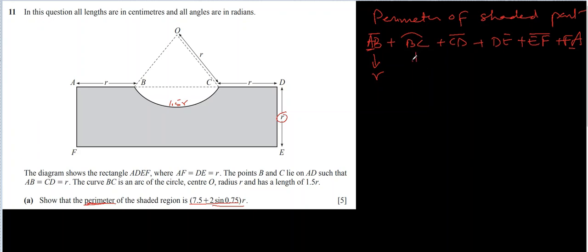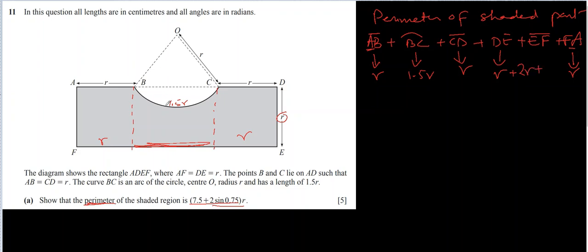We know arc BC, which is 1.5R. CD is R. DE is R. EF is a long one, we don't know this, but FA will be R because it is equal to DE. Alright, so now the problem is EF only and only EF. So we can construct a line from here, so we know this is R and we know this is also R. The problem is the middle line. So we already got 2R.